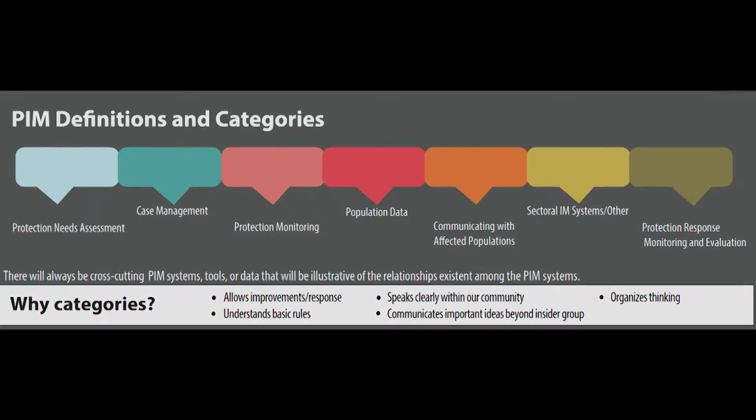These protection information management categories help us to organize our thinking, to understand basic rules of what separates one category from another, to speak clearly within our communities and teams, and to communicate important ideas beyond and inside a group, and not least to allow for improvement and for an effective protection response. The PIM categories are a set of purposes, systems, processes, and potentially tools which go together to deliver an effective protection response.